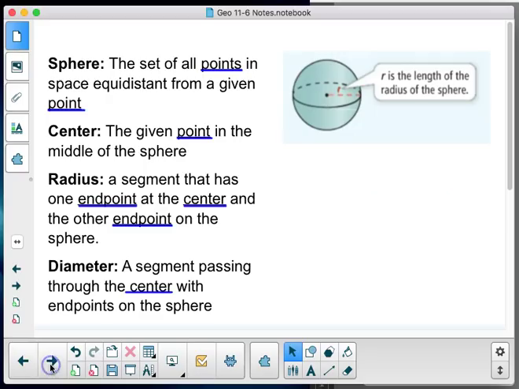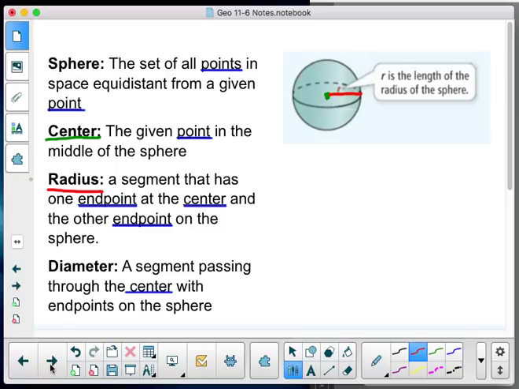Now, a sphere is the set of all points in space equidistant from a given point, and that is the center. We have a radius coming out from that point, and it's the same all the way around. The center is the given point in the middle of the sphere. The radius, which we just did in red, is a segment that has one endpoint at the center and the other endpoint on the sphere itself.